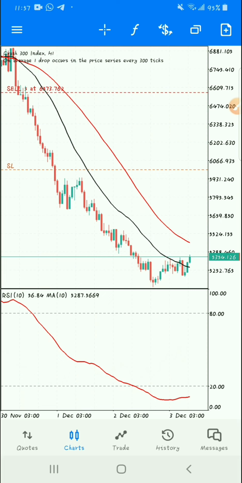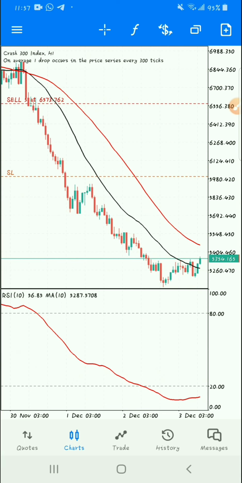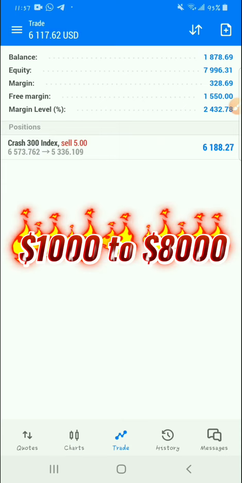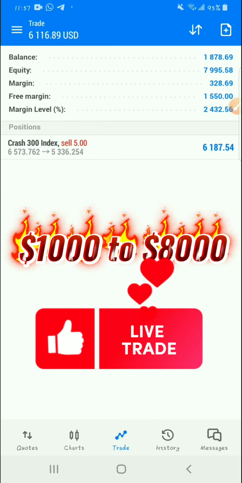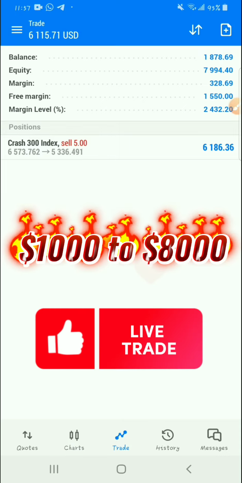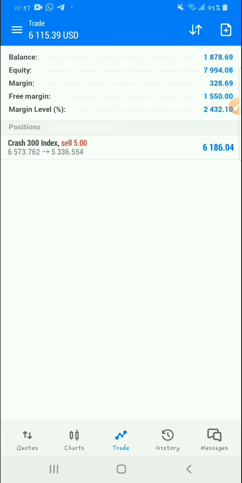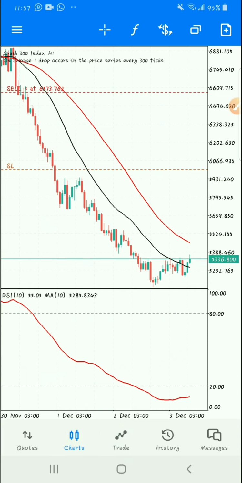As you can see on my screen, I'm having only 4 indicators, and this is a live trade. As you can see, from 1,000 to almost 8,000. This is massive, with only a single trade like this, 1,000 to 8,000. Boom, too many effects. Not going far, guys. I don't want to make this video so long because it is a 5-minute strategy with too many effects.